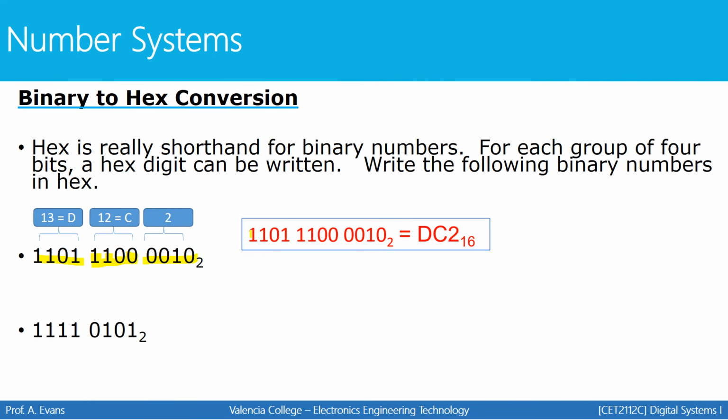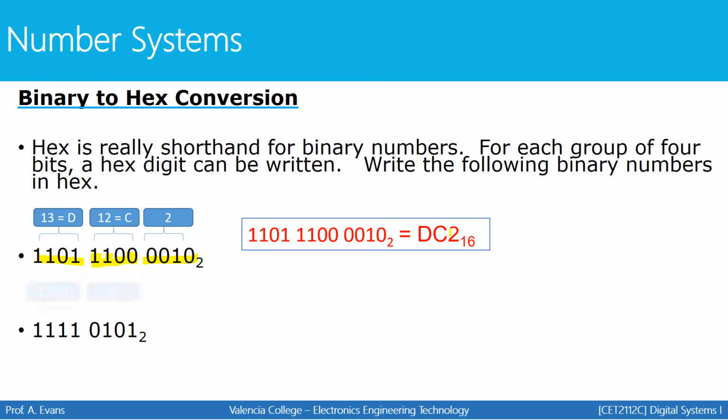So if I started with the number 11011100 0010, each group of 4 becomes a hex digit. 1101 becomes 13, which is a D. 1100 becomes 12, which is a C. 0010 becomes 2, which is 2 in hex. This is how we go from binary to hex.